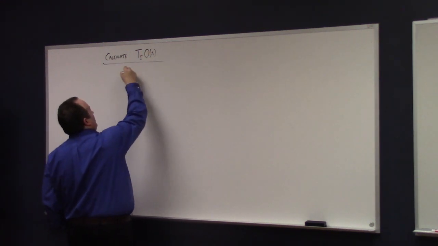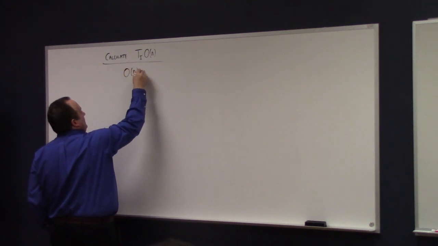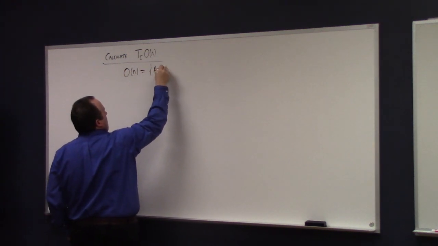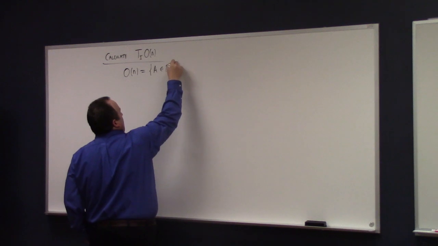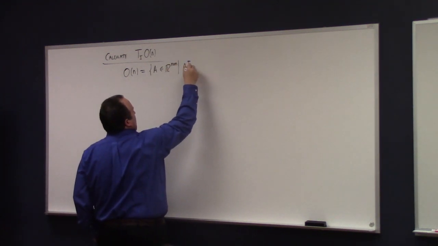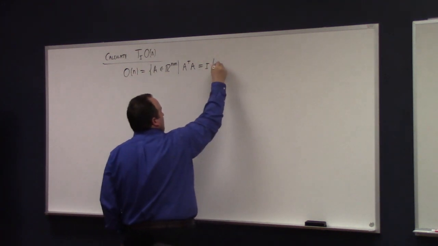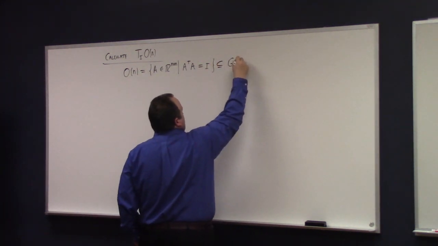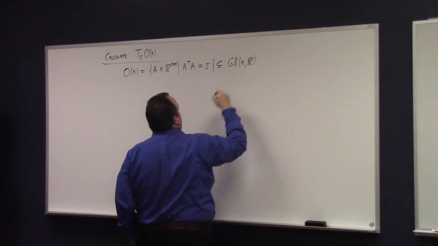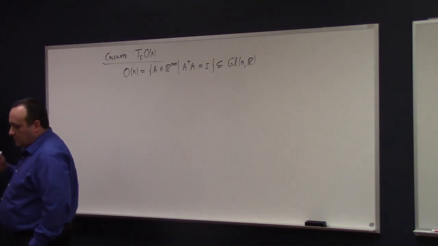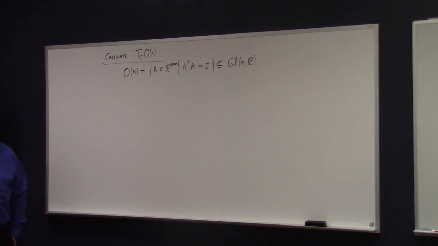So the orthogonal group is A in R^(n by n) such that A transpose A is equal to the identity, right? So this is, of course, a subgroup of the general linear group, right? And I think we even calculated its dimension the other day.